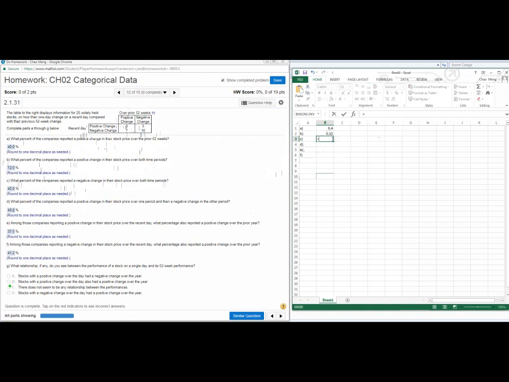If we do the calculation, that's going to be 10 over how many companies are we talking about? 25. Right? So that's going to be 40%. That's part C.